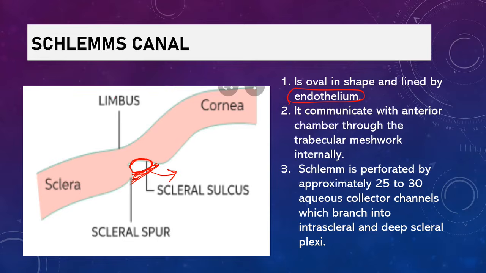However, externally this canal is perforated by about 25 to 30 aqueous collector channels. So there are other channels or routes through which the aqueous will flow from Schlemm's canal outside into the sclera and the episcleral veins, and those channels are called collector channels. Then again they branch and form certain plexus within the sclera. If they form a plexus within the substance of the sclera, it is called the intrascleral plexus, and sometimes deep to the sclera, which is called the deep scleral plexus.